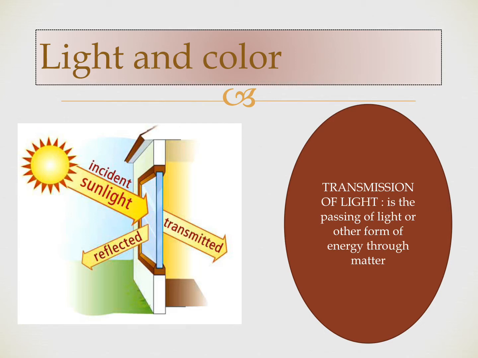Light interacts with matter in 3 different ways. The light can be reflected, or absorbed, or transmitted. So what is transmission? Transmission is the passing of light or other forms of energy through matter. So whenever light or any other forms of energy passes through matter, we call this transmission.